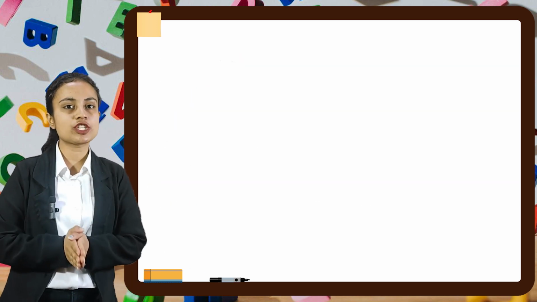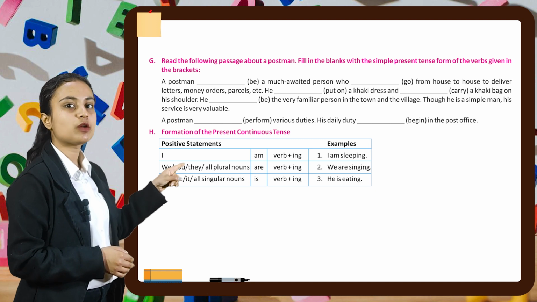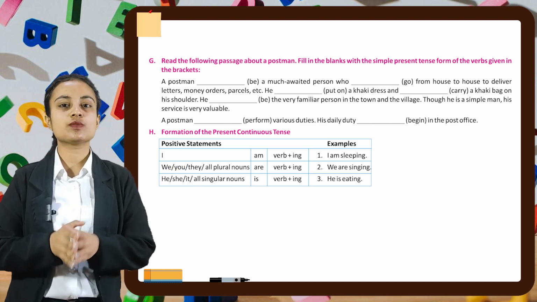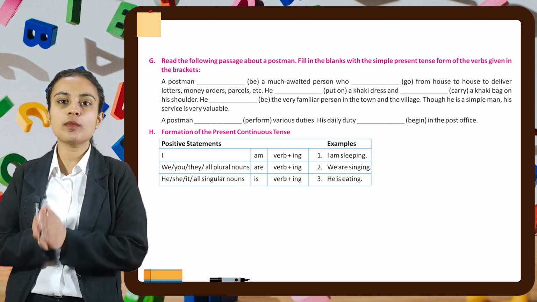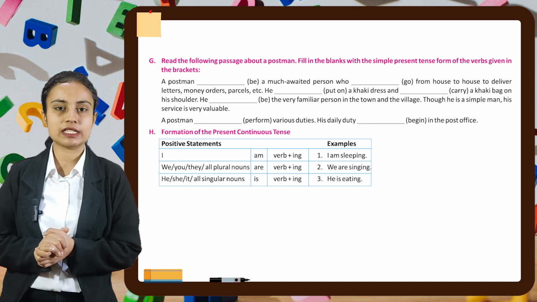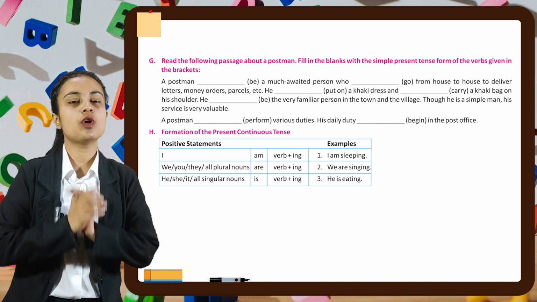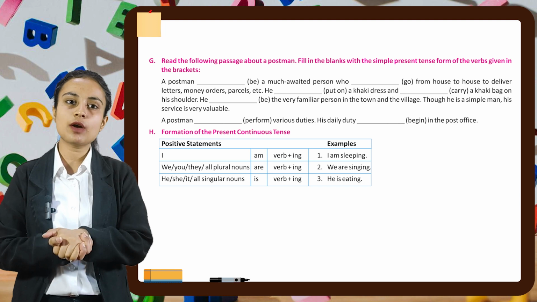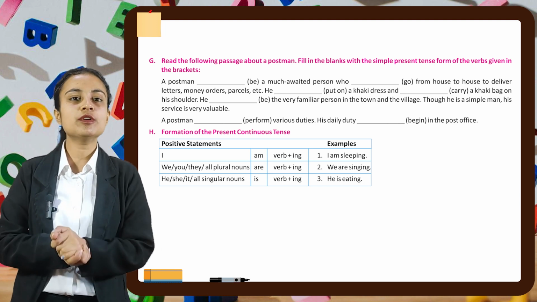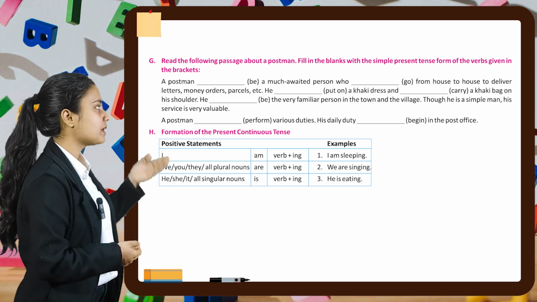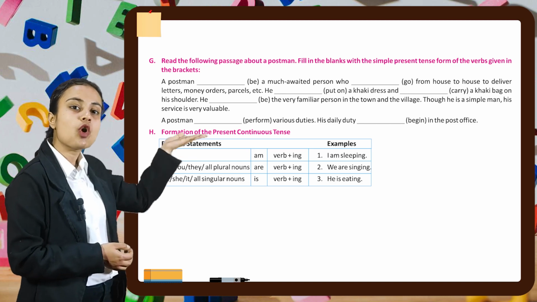Now in the next question you have to read the following passage about a postman and fill in the blanks with the simple present tense form of the verbs given in the brackets. This question you have to do on your own, and if you have any doubt you can ask your teachers. We'll move to the next topic, which is part number H, formation of present continuous tense.